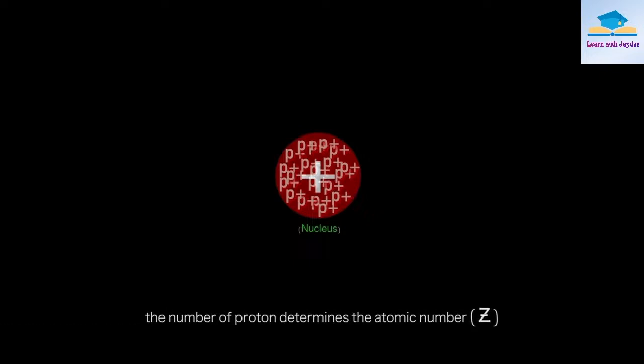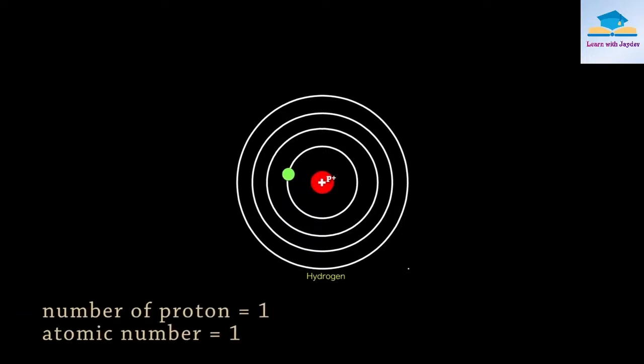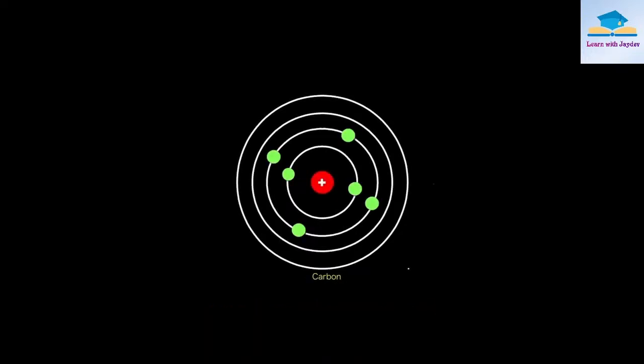Now, how many protons are present in the nucleus of an atom determines its atomic number, which is represented by Z. This number decides the type of the element as well. For hydrogen, Z is equal to 1, that is, 1 proton is present in the nucleus of the hydrogen atom. For carbon, Z is equal to 6. Therefore, 6 protons are present in the nucleus of the carbon atom.